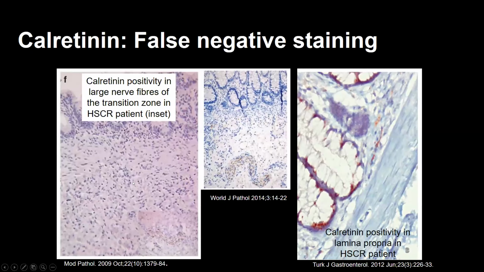So I'll show you here. These are just examples in the literature. I've never seen this myself, but calretinin positivity, you can see in the large nerve fibers. Here you see the 2 case reports. And then some folks have even reported calretinin positivity in the lamina propria. And again, this can happen in the transition zone because, as I showed you, those neurons send out their little neurites, and that might be at the head of the wave front, but your ganglion cells would not have developed, or your glial cells would not have developed in that area.